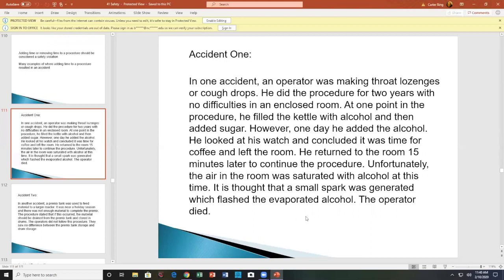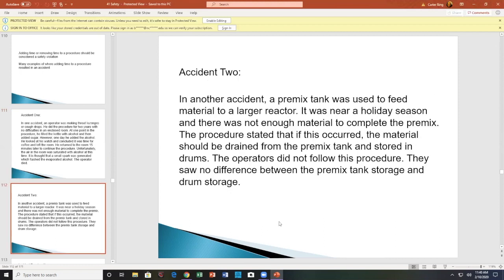15 minutes later, he returned and started the procedure up. However, unfortunately, in that 15 minutes, the air became saturated with alcohol. A small spark was generated, which flashed the alcohol. The operator died. Accident two was that premix tank.